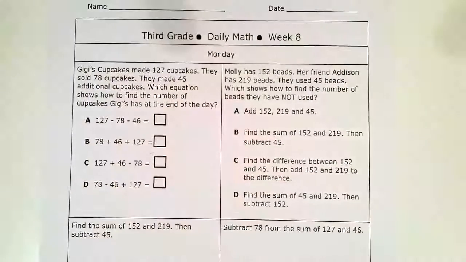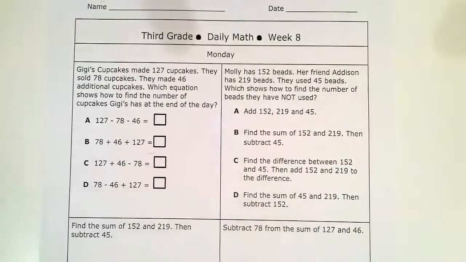So Gigi's Cupcakes made 127 cupcakes. They sold 87 cupcakes. They made 46 additional cupcakes. Which equation shows how to find the number of cupcakes Gigi has at the end of the day? So we are going to actually break down this story problem to kind of see which equation would best help.